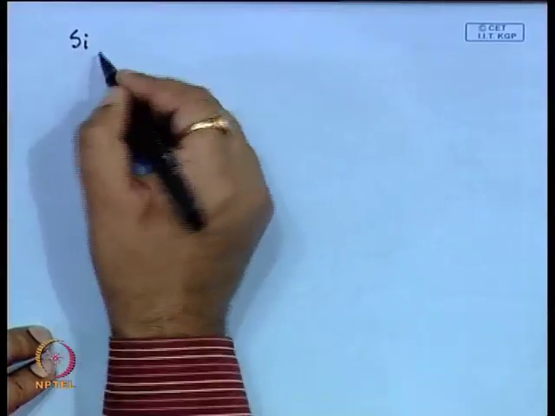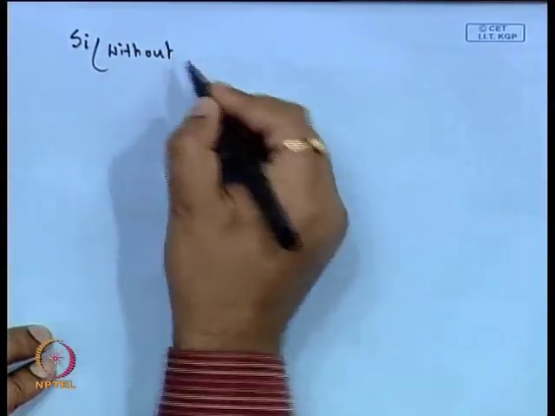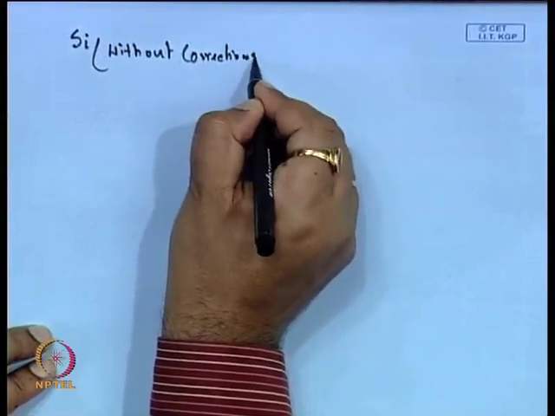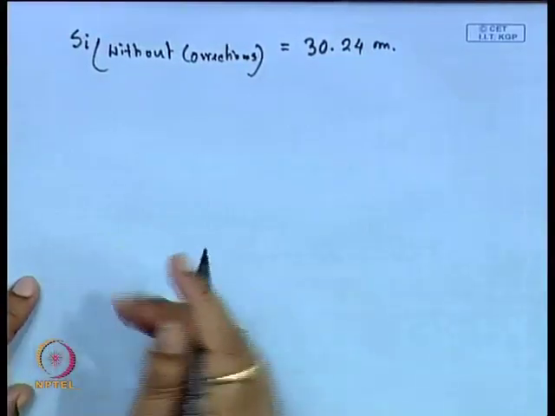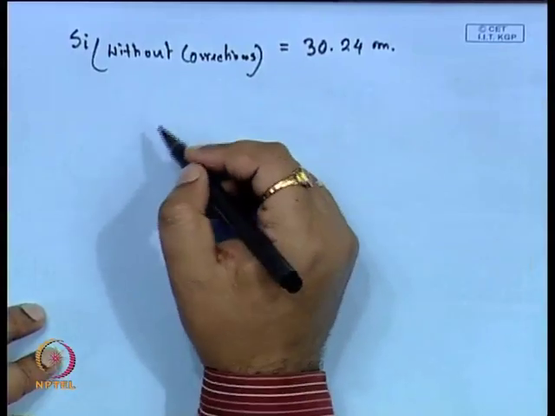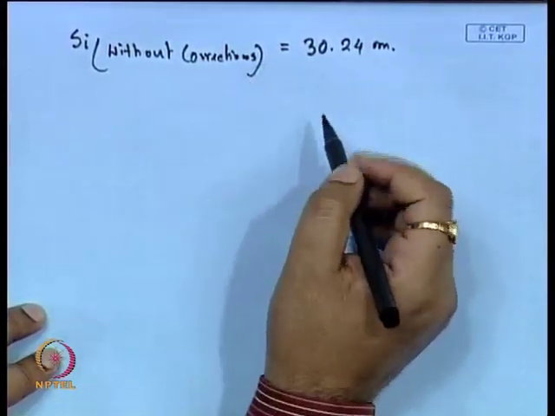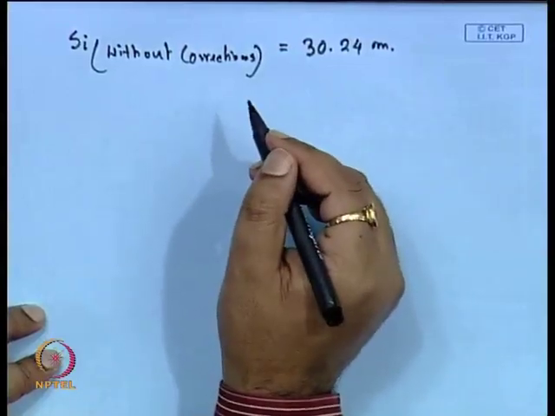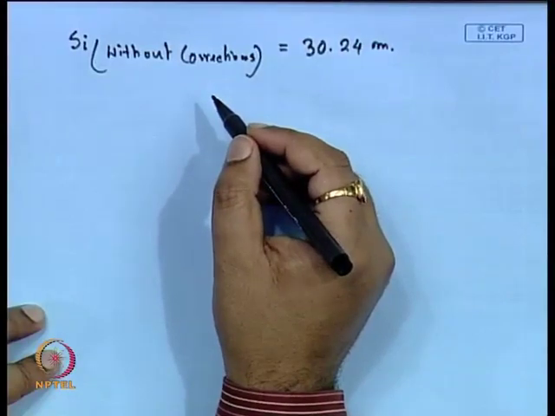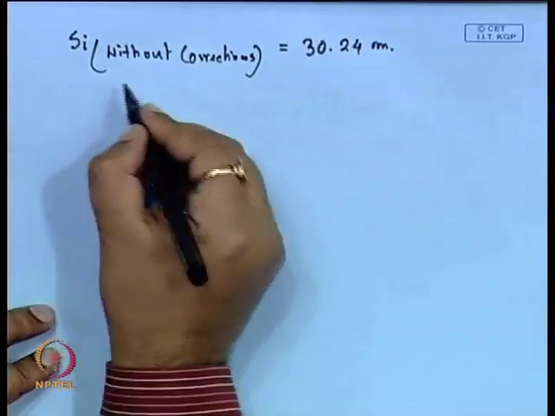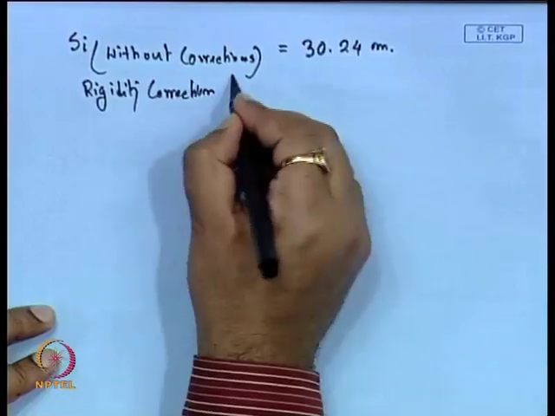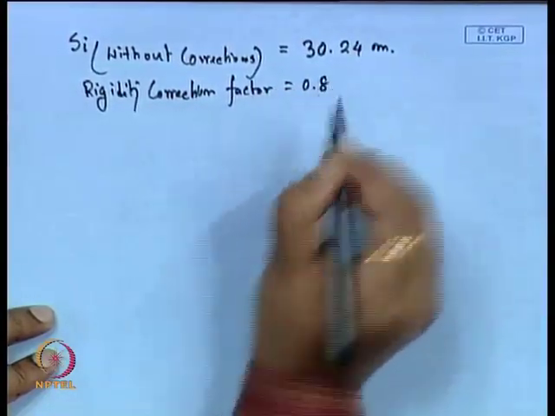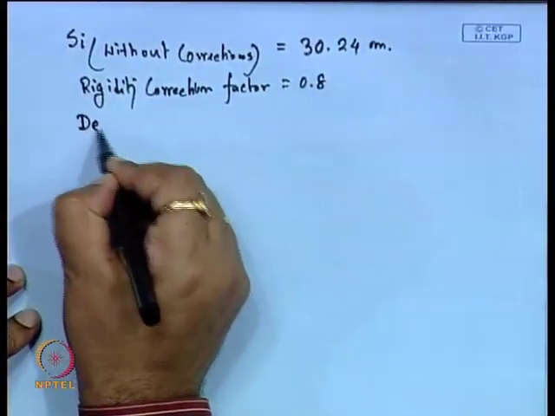Next, we will apply the corrections for the immediate settlement. SI without corrections is equal to 30.24 millimeter. Here, immediate settlement calculation will consider only two corrections: one is the rigidity correction if it is a rigid foundation. As it is a mat foundation, here you have to apply the rigidity correction, and then you have to apply the depth correction. The rigidity correction factor is equal to 0.8. Now, what will be the depth correction factor?